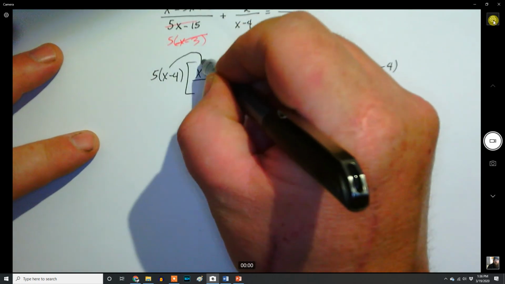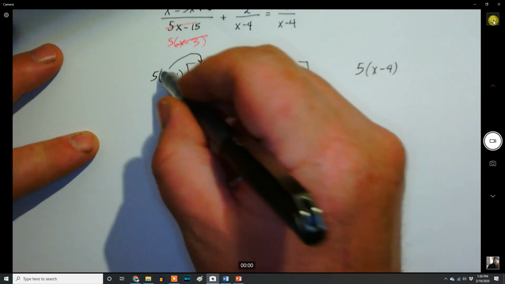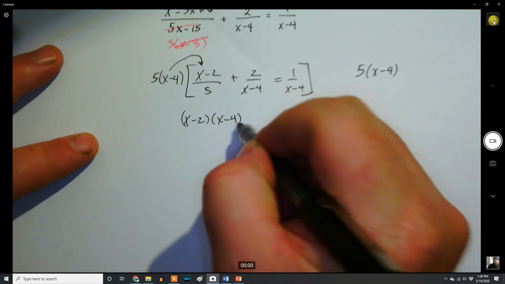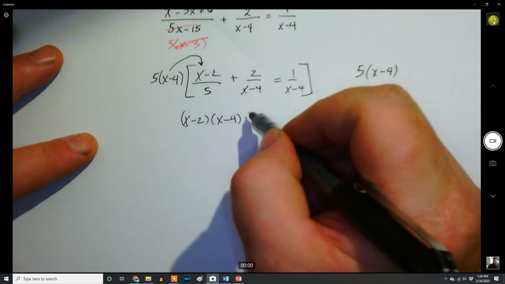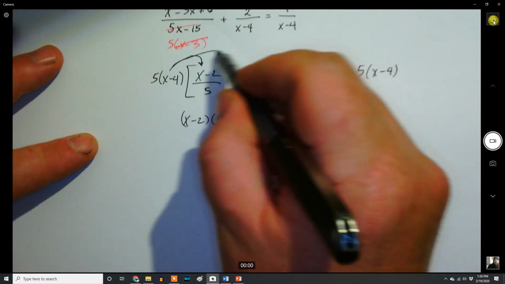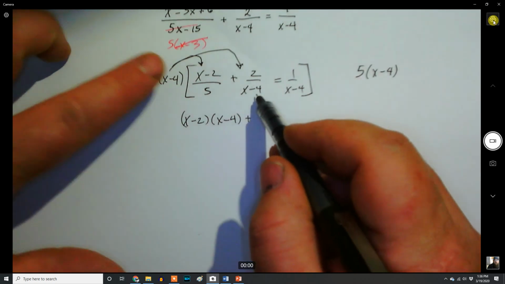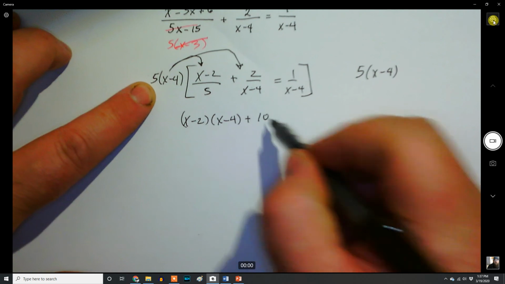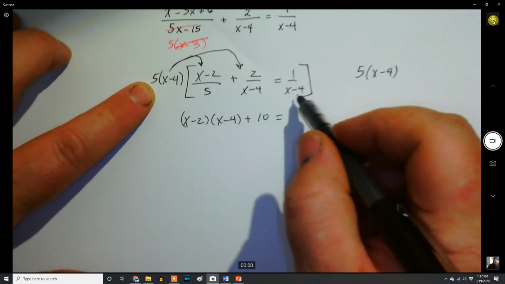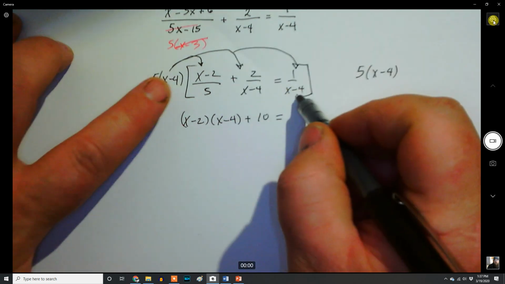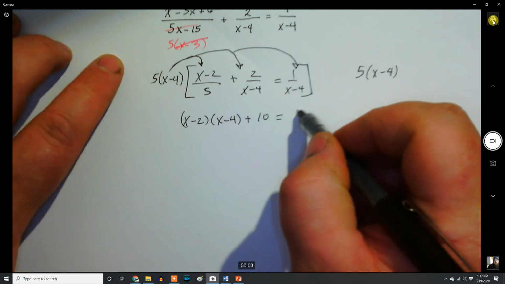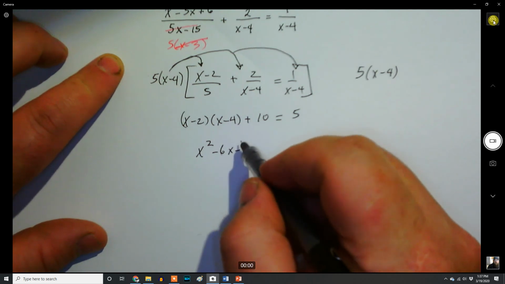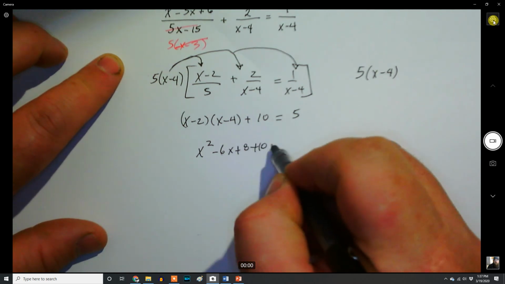So when I multiply these two together, do you see how the 5's are going to reduce? And so what you're going to have is x minus 2 times x minus 4 over 1, right? And then when I multiply this times that term right there, the x minus 4 is reduced, and I'm going to be left with 5 times positive 2, which is 10. And then over here, when I multiply all the way over here, these two reduce, and I'm left with 5. So here's what you got. x squared minus 6x plus 8 plus 10 equals 5.